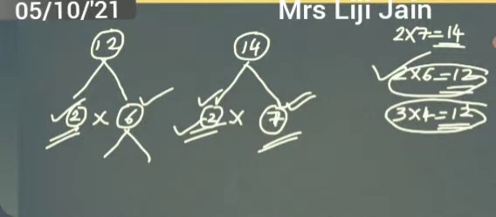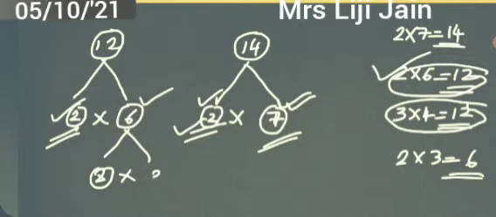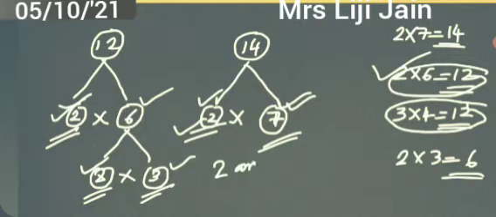6 can be written as? Yes, very good. 2 threes are 6. So 6 can be written as 2 into 3. Now, what about these 2 and 3? Is 2 a prime number? Yes, 2 is a prime number, so we can stop here. What about 3? Is 3 a prime number? Yes, 3 is also a prime number, so we can stop here. So, we have got the prime factors of the number 12. Which are they? 2 and 3. No need to write 2 twice. So, 2 and 3 are the prime factors of 12, isn't it?